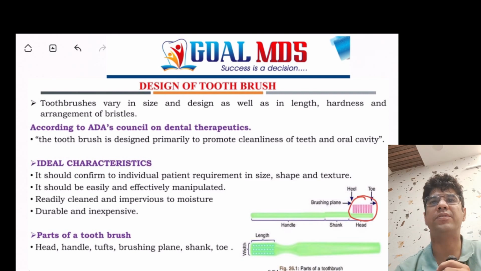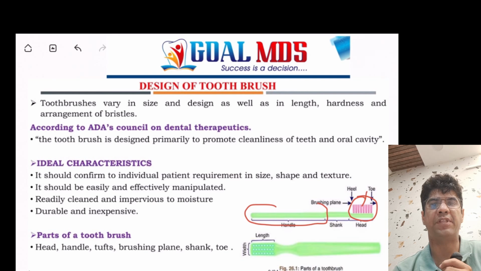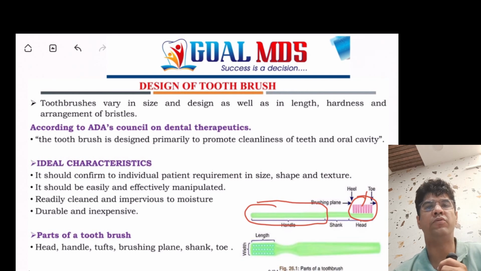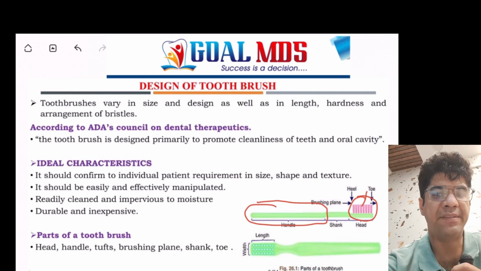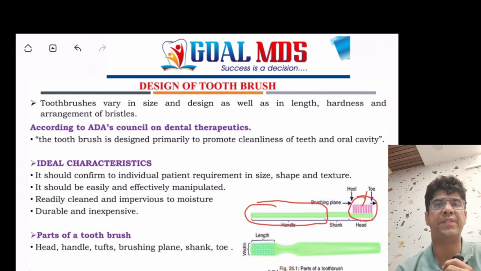Now what are the parts of a toothbrush? The toothbrush has a head. This one is the head part that holds the bristles. These are the bristles. It is the top portion that you use to clean your teeth. Second is the handle part. The handle is the long part of the toothbrush that you hold in your hand while brushing. It is usually made to be comfortable to grip.